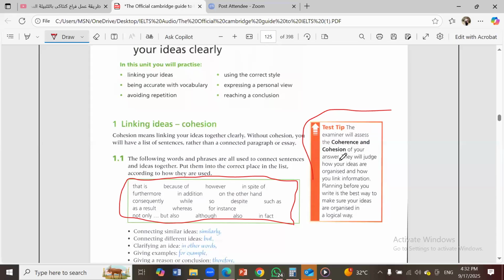How your ideas are connected. How you write relevant topics, relevant sentences to the topic. Okay? They will judge how your ideas are organized and how you link information.